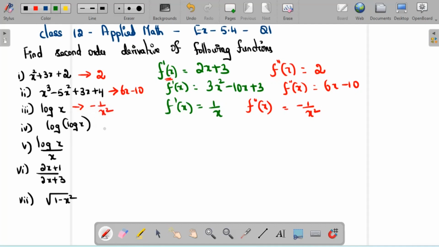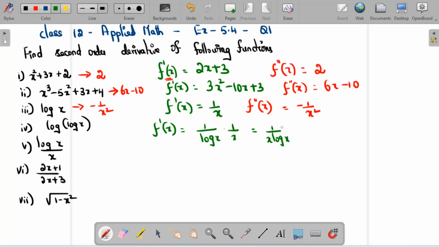Now let's move on to the fourth function. So for f dash of x, I'm going to apply the chain rule. Log of log x means it is 1 by log x into 1 by x by applying the chain rule, which is nothing but 1 by x log x.